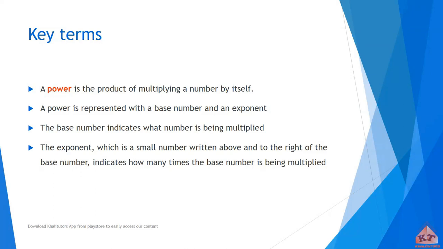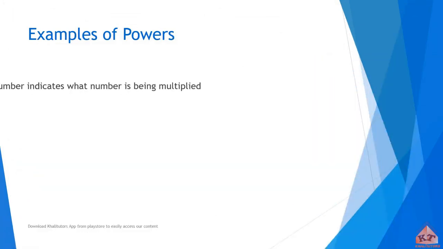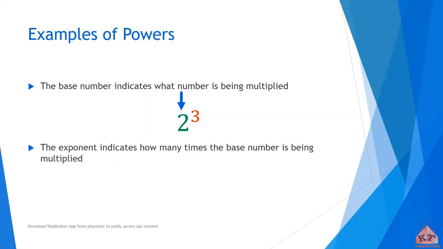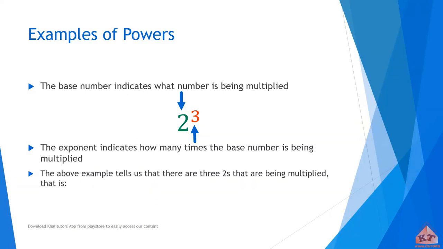Let us look at an example of a power. The number 2 to the exponent 3 is a power. The base number indicates what number is being multiplied. In this case, the base number is 2, which is in green. The exponent is 3, which is in red. The exponent indicates how many times the base number is being multiplied. The above example tells us that there are 3 2's that are being multiplied. That is, we have 2 times 2 times 2. Okay?